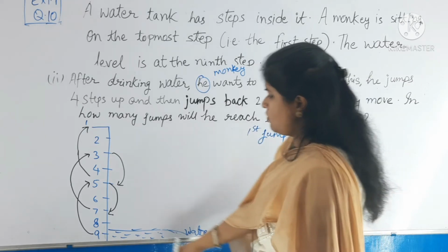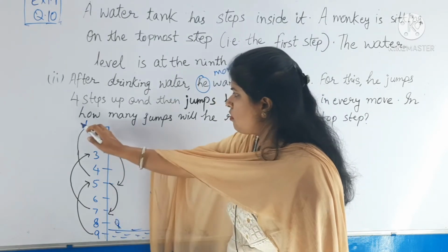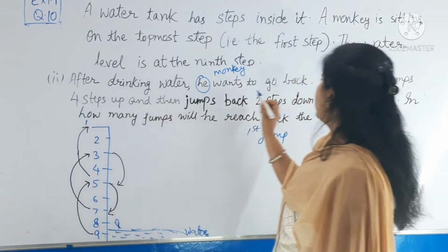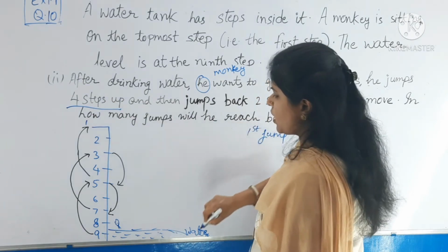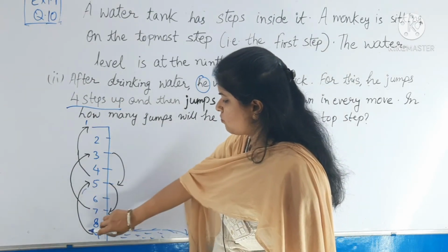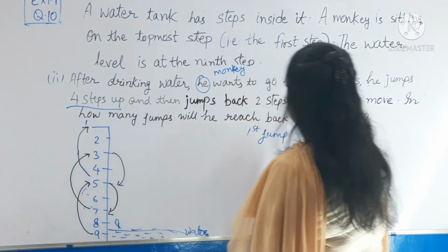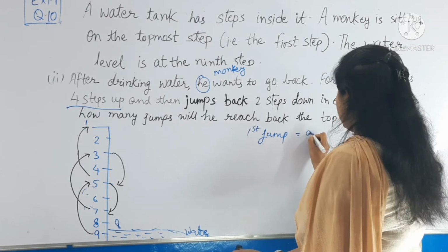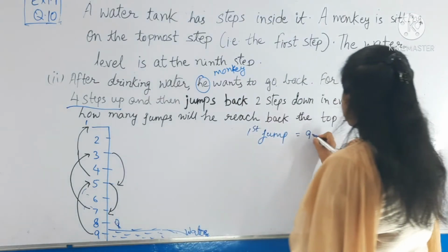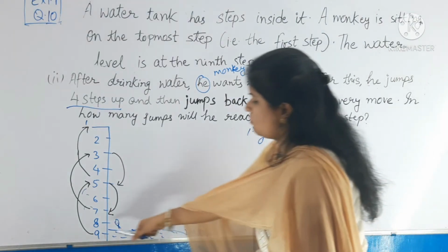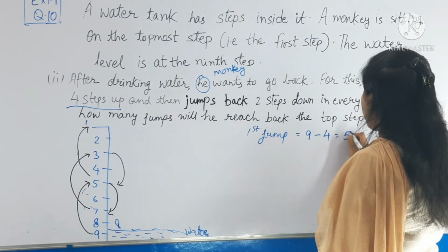In the first jump he will move from 9. The monkey is here. He has to go to the first step. First it is written he jumps 4 steps up. So 4 steps up from the 9, that is 1, 2, 3, and 4. Here we will get the 5th step. In the first jump from 9, he is going steps up, so we will subtract 9 minus 4. So 9 minus 4 is 5.